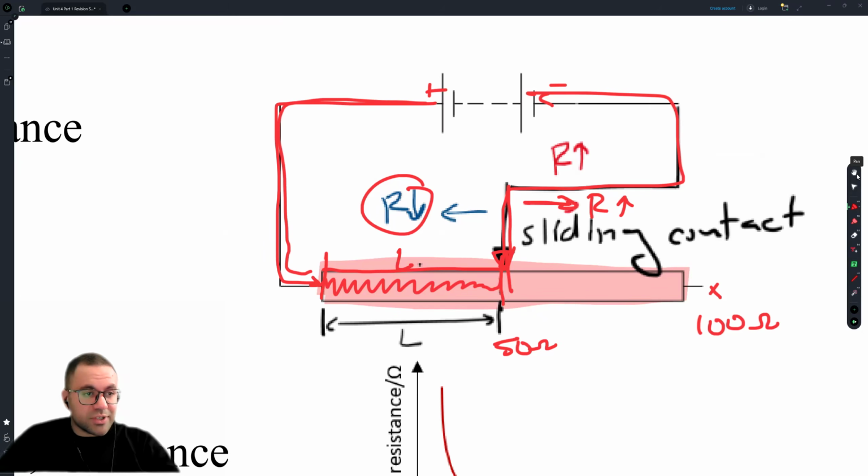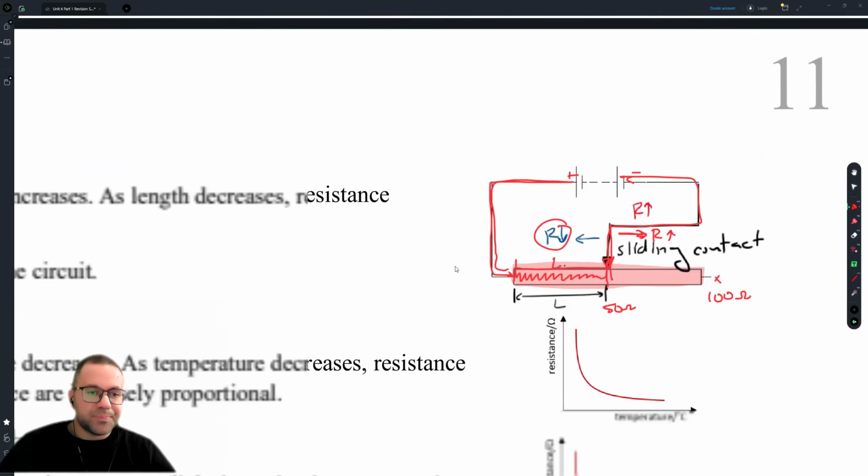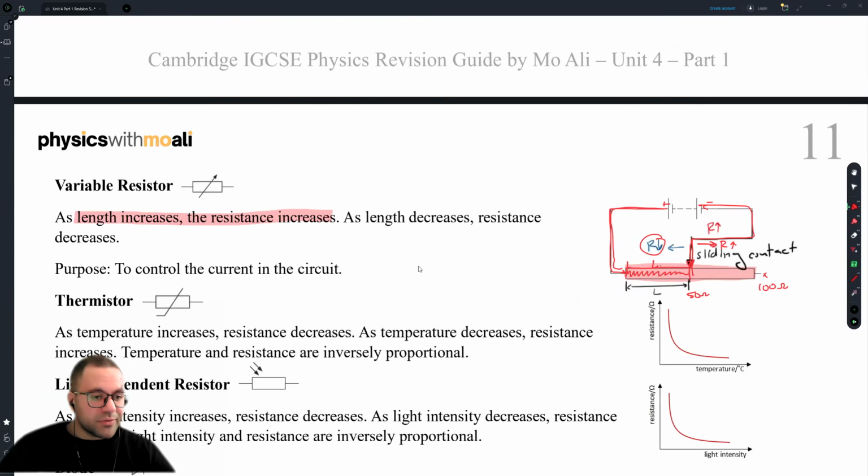Is this concept used for light switches where you control the brightness? Yes, absolutely. But we'll see that light switch control thing in the end, because that's actually a potential divider. But it does use a variable resistor in it. Okay. Now, the purpose of it is to control the current.